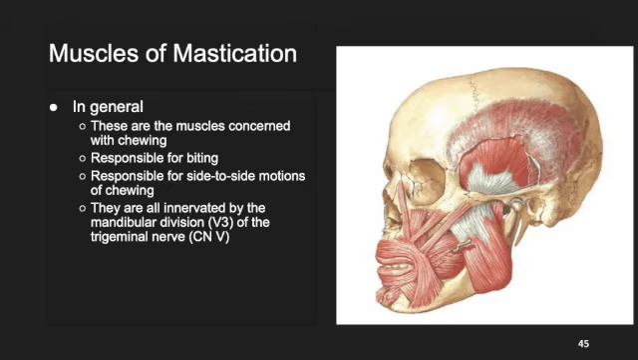So looking at now the muscles of chewing, or what's commonly known as the muscles of mastication. In general, these muscles are responsible for things like biting and chewing and all that great stuff.